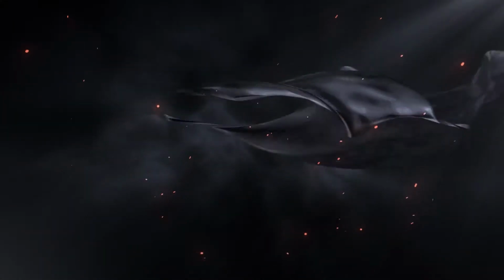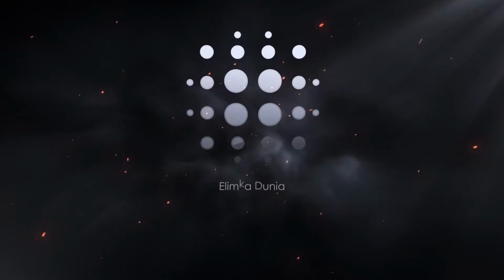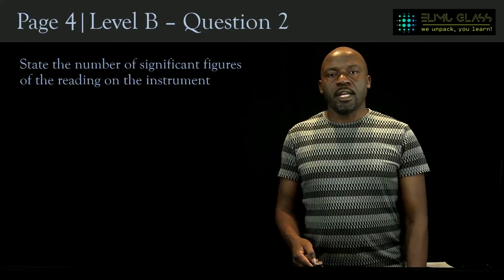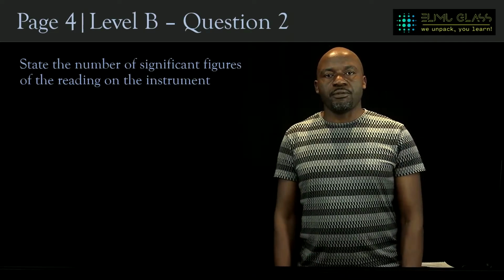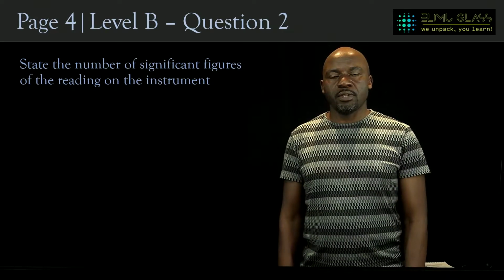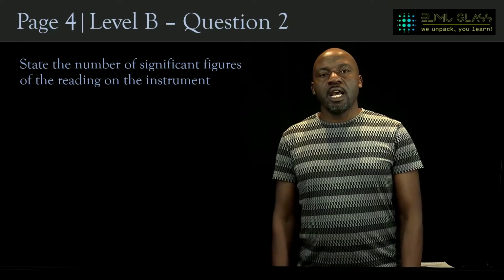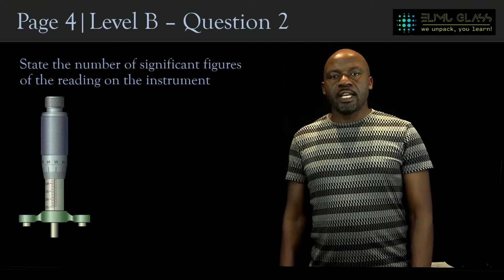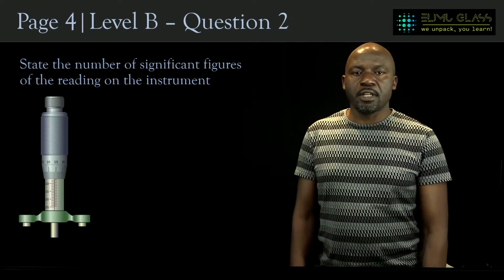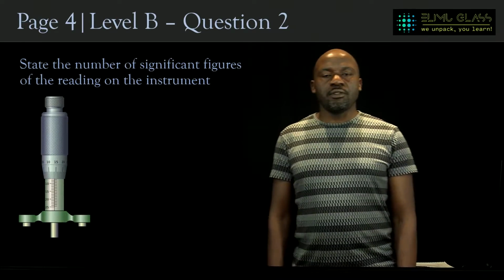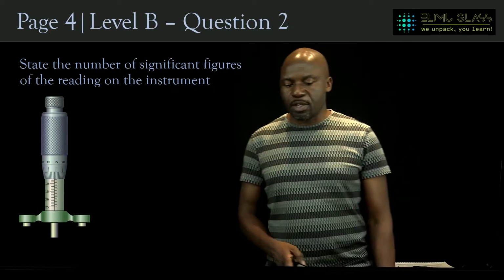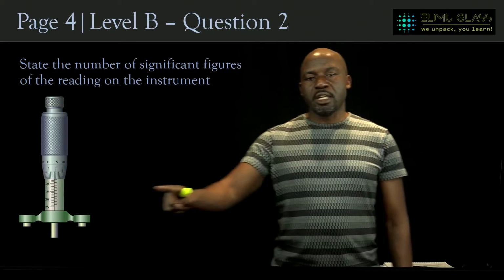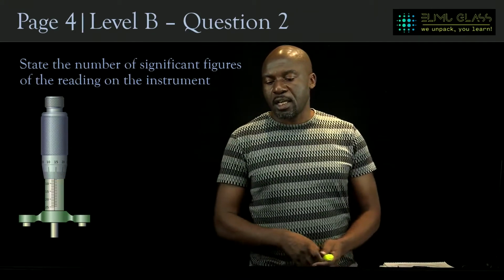The next question is still on page 4. We are still on level B, so this is basically the same exercise, and now we are looking at question number 2. It says: state the number of significant figures of the reading on the instrument. I've picked this particular instrument intentionally because I know that you do not know how to read or record that measurement.